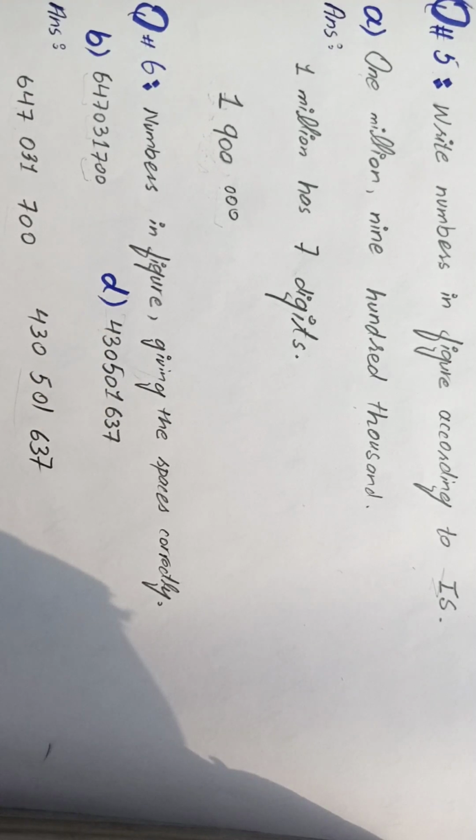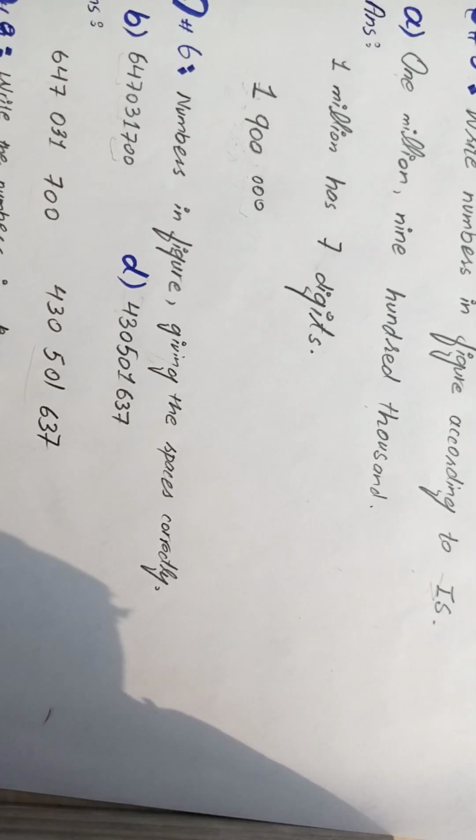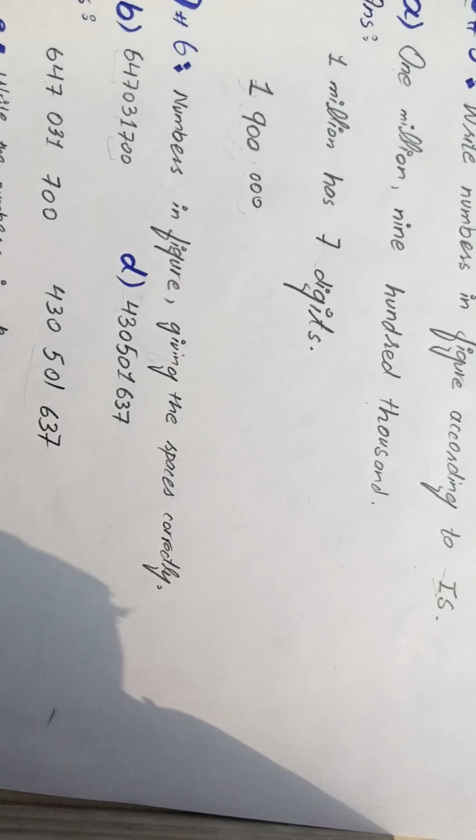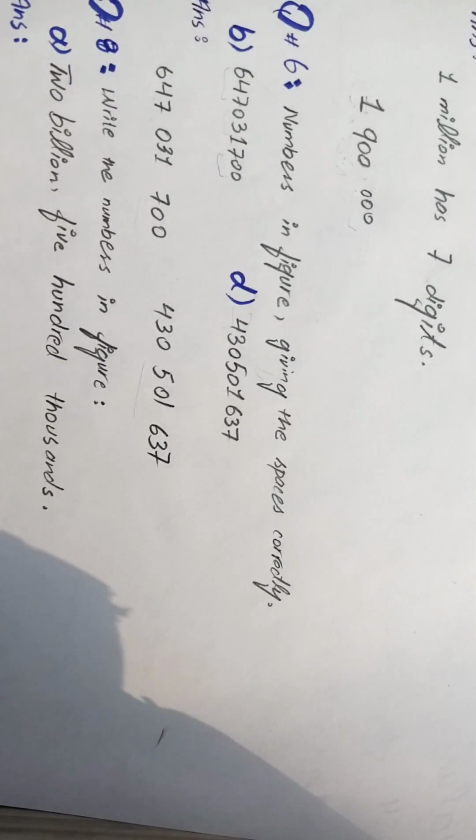Now question number 7 is similar to question number 6, so we move forward to question number 8: write the numbers in figures. 2,500,000. As you know, a billion has 10 digits. It means that you have to write down a 10 digit number.